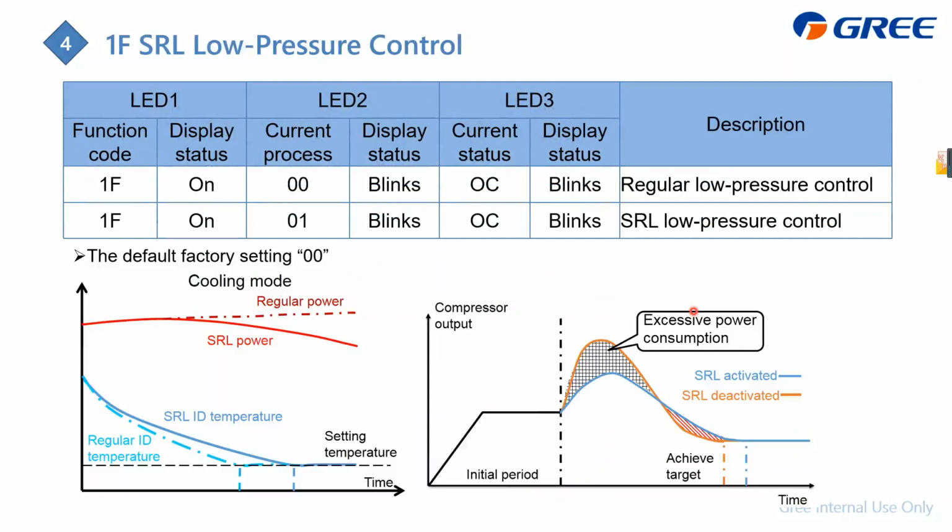1F is a function code, and it is SRL low pressure control. For this function, I think my colleague has already talked about it when he did the brief introduction part. This function can decrease the power consumption. The default setting is regular low pressure control, and the default setting is 00. If you want to activate this SRL low pressure control, you should change this 00 to 01. Okay, this is SRL low pressure control.